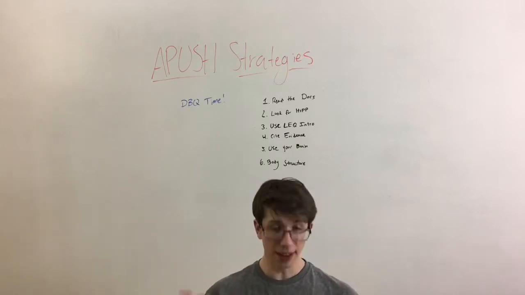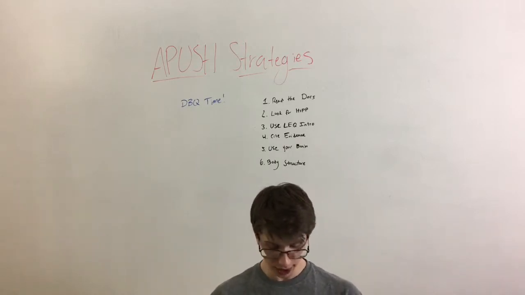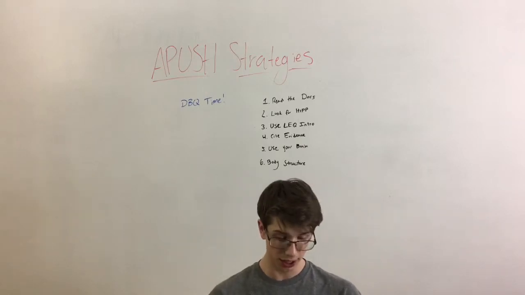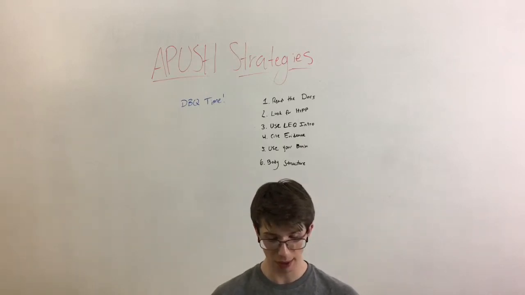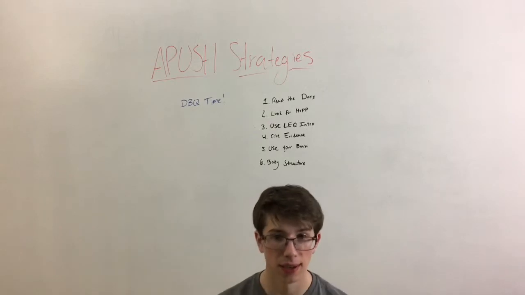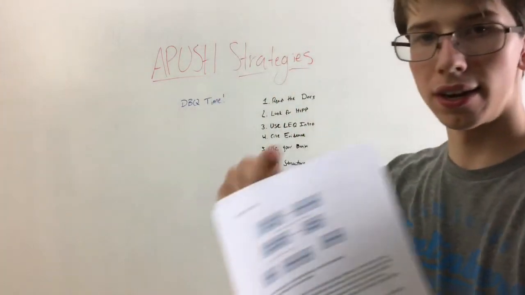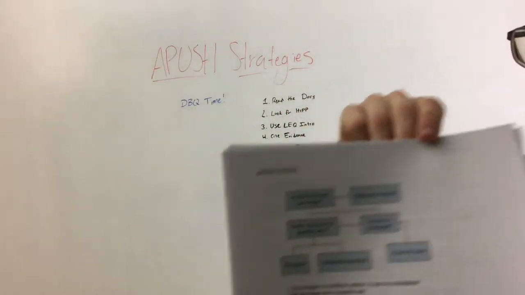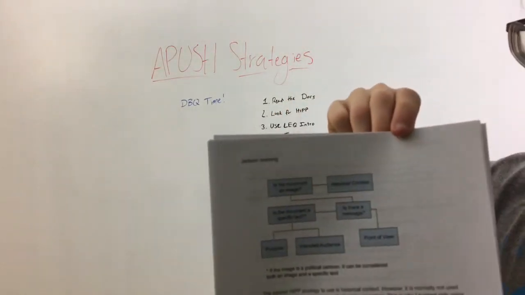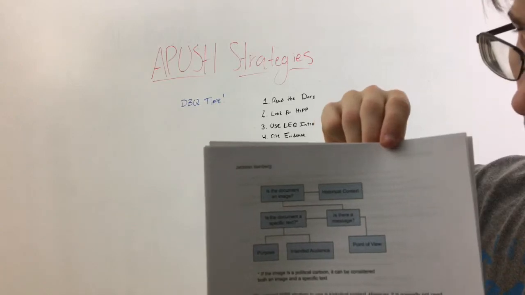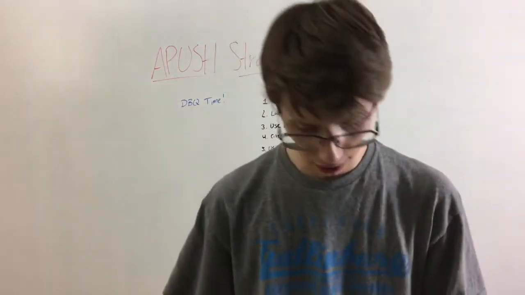So in the document, you'll see a chart that shows how to determine which HIP strategy to use for a given document. And I will show you that chart right now. So here is your chart. Okay? Right. So there's your chart.